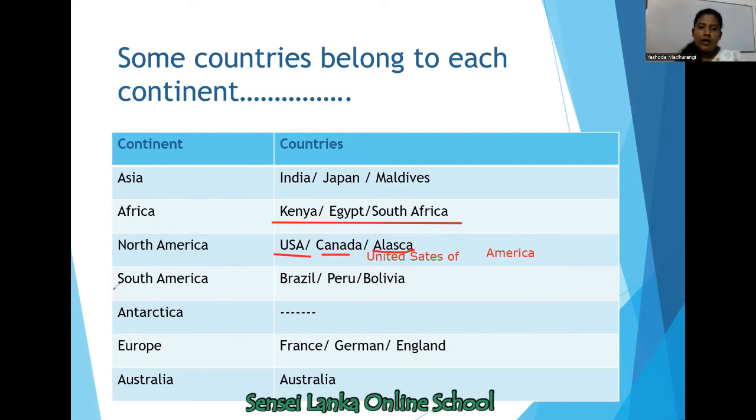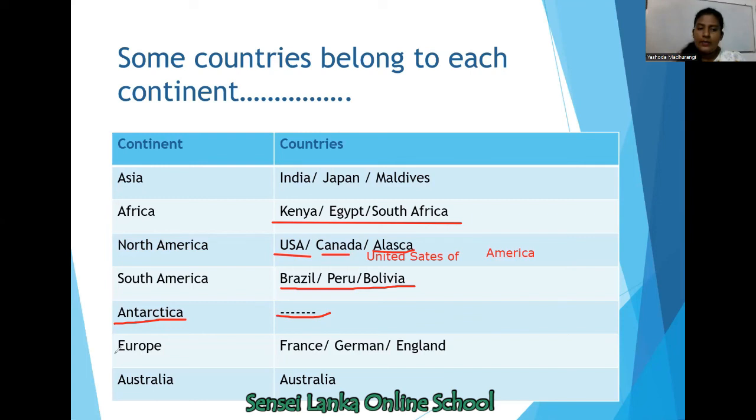Now we are moving down to South America. What are the countries? Brazil, Peru, Bolivia, and many other countries are there. You can go to Google and search for that. You can find a map book, an atlas, and search for them. Then in Antarctica, we don't talk about the countries. It's very cold. People cannot live there. It has an extreme climate.